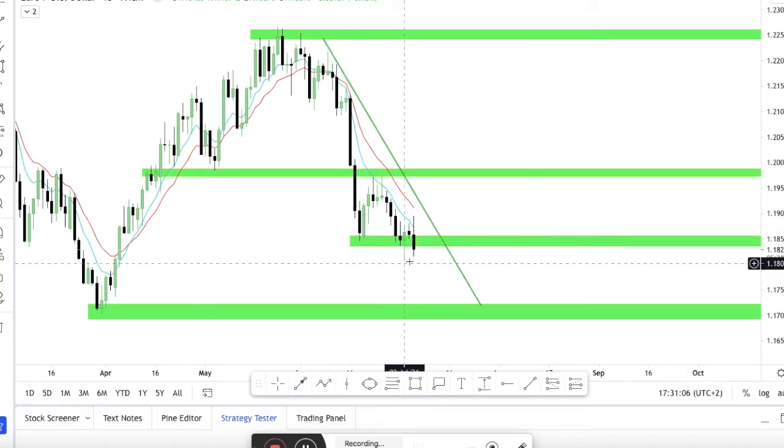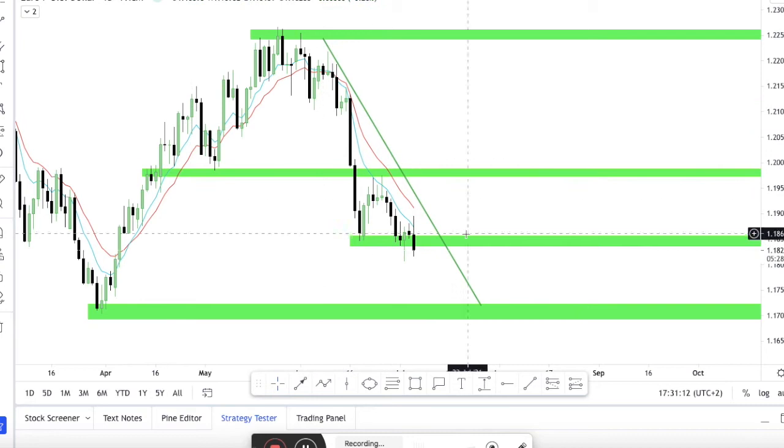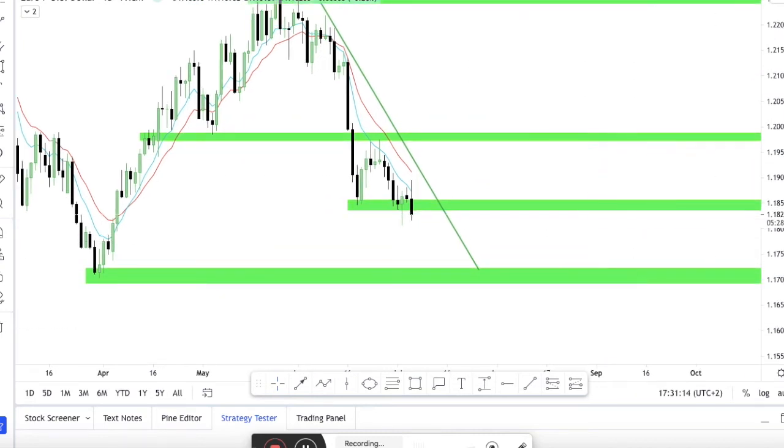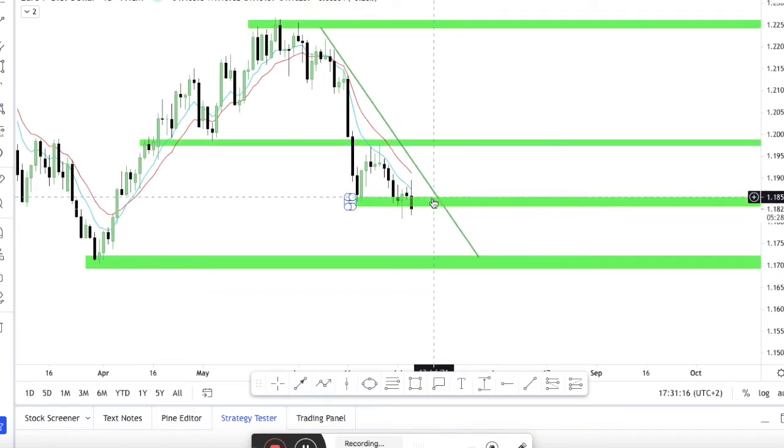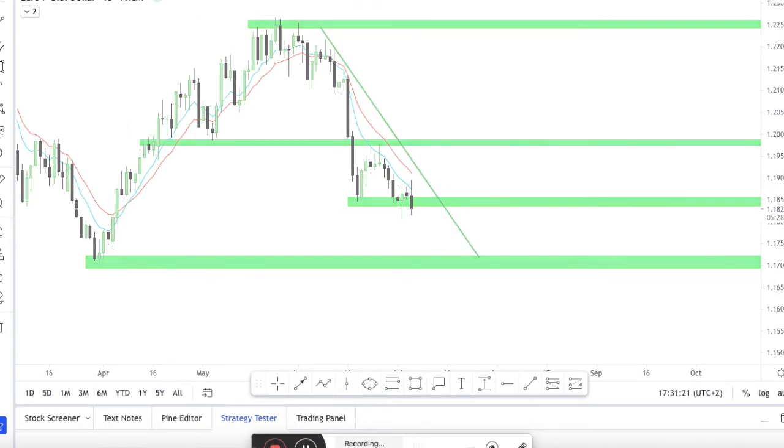What I am seeing now is price beginning to break below this support area on the daily time frame. But until this daily candle can close bullish beneath this area, I'll be very wary to enter. But let's see what the 4-hour time frame tells us.